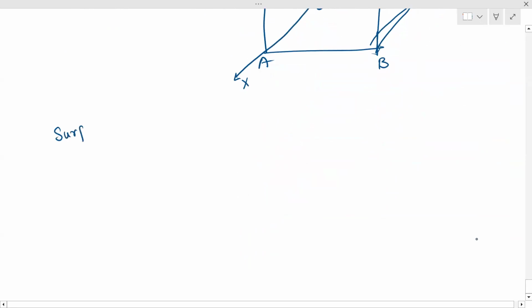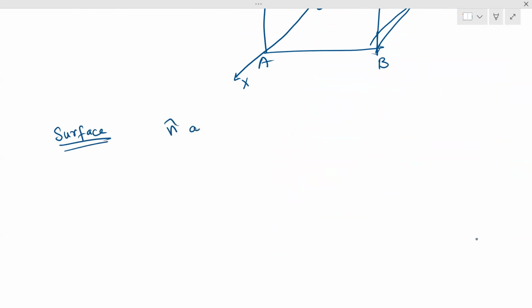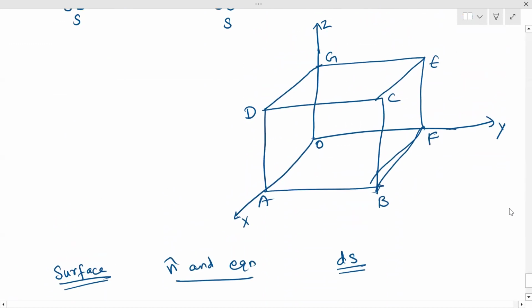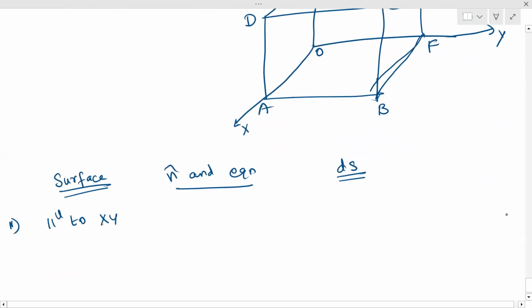Now we are writing the surface, n cap and equation. So first, we are omitting the xy plane. The first surface we are starting with is parallel to xy. Which surface is parallel to xy? CEGD. Okay, this one, CEGD.